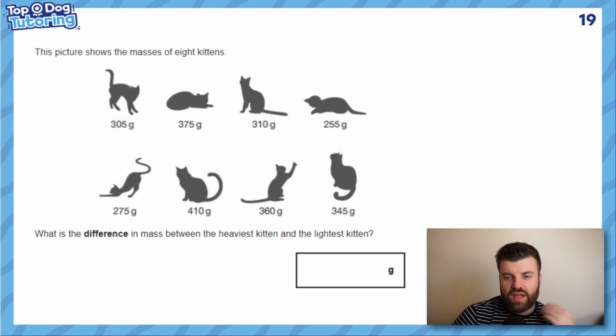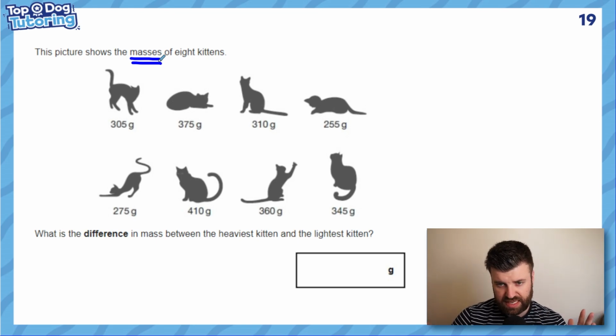Okay, so the picture shows the masses of 8 kittens. Don't be put off by this word. You would have done it in science perhaps, but it just means weight. It's the same kind of thing. For our purposes here, it's how much it weighs. What is the difference in mass between the heaviest kitten and the lightest kitten?